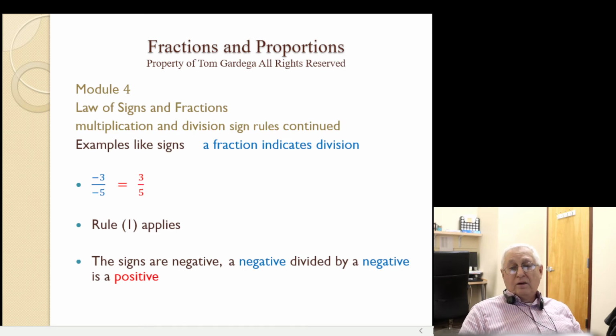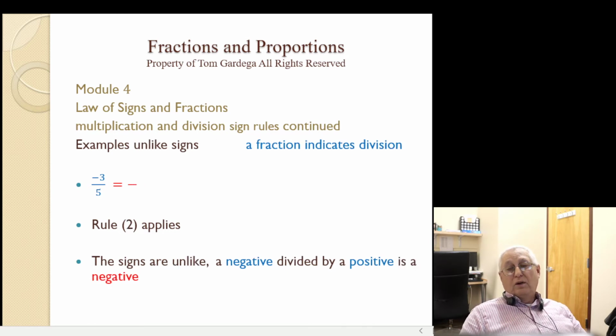Rule 1. Negative divided by a negative. Negative 3 divided by a negative 5. The result is going to be 3/5. We can just change this fraction, these signs, they cancel out, and it becomes positive. The signs are negative. A negative divided by a negative is positive.